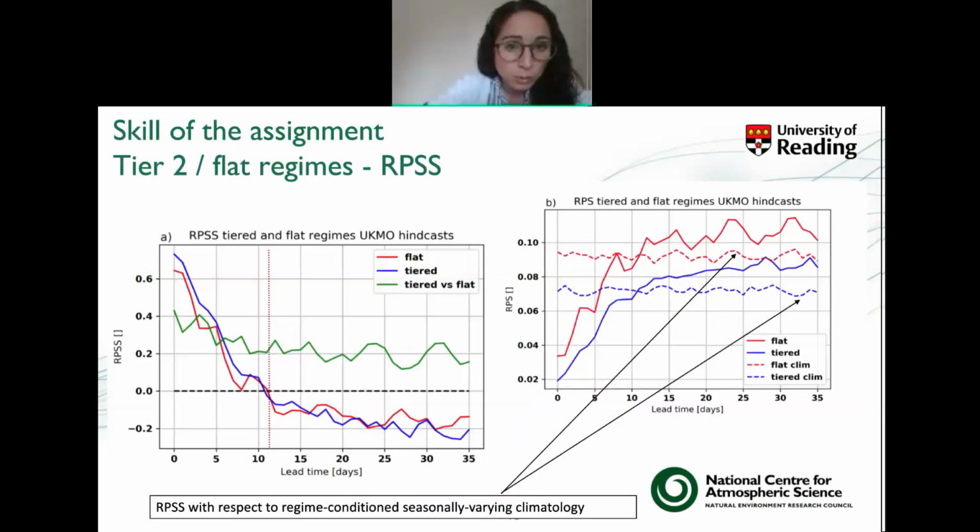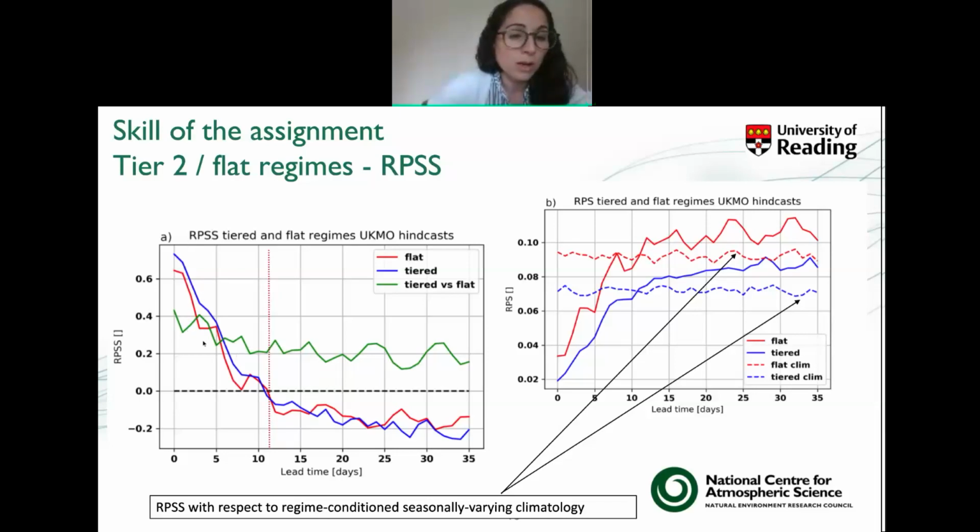Then we moved to actually looking at the skill of the system to assign the regimes. We looked at this through the use of the rank probability skill score. And we have here a comparison between the flat and the tier in blue and red, and also a comparison between the two of them. So what we see is that both methods are able to capture the observed regime until around day 11 or 12, and they seem very similar with regards to their skill score.